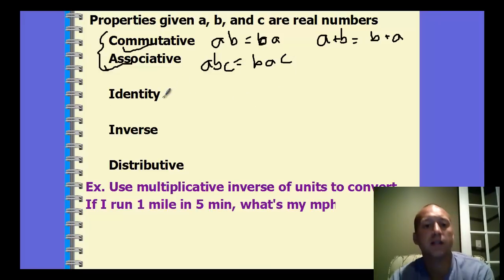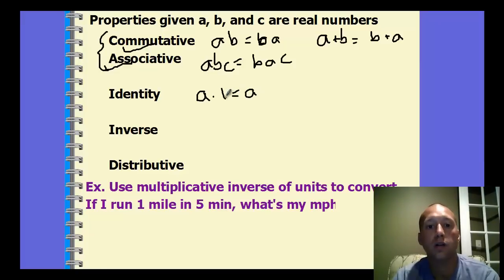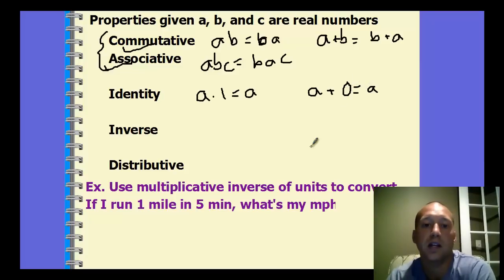The identity. Identity means we're not going to change the value or identity of the variable. So what can I multiply it by that doesn't change it? 1. So we call 1 the multiplicative identity. We can do the same thing for addition. I do not want to change a when I add to it: 0. So 0 is called the additive identity. What you multiply or add does not change the identity of the value.